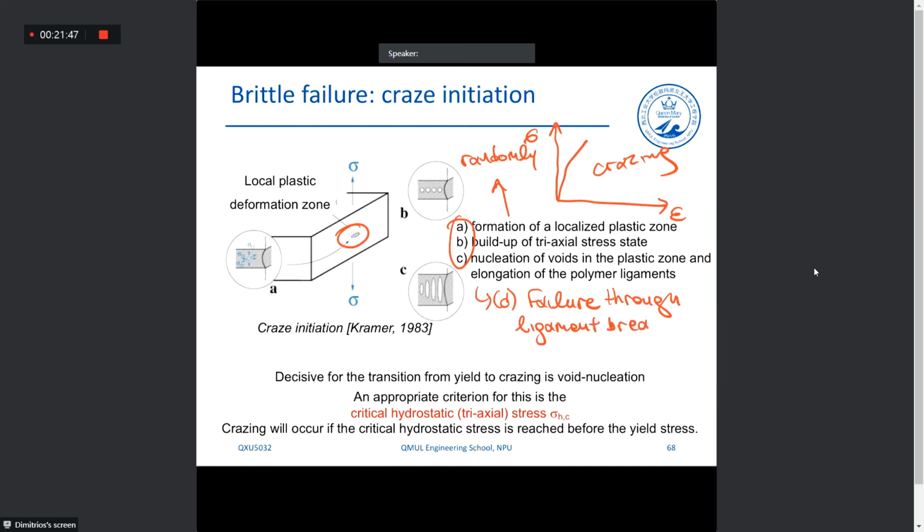And it is important that crazing takes place, of course, if the critical stress is reached before the yield stress. Okay, so the material does not have any plastic deformation, any permanent deformation. Yes, we talked about all these.